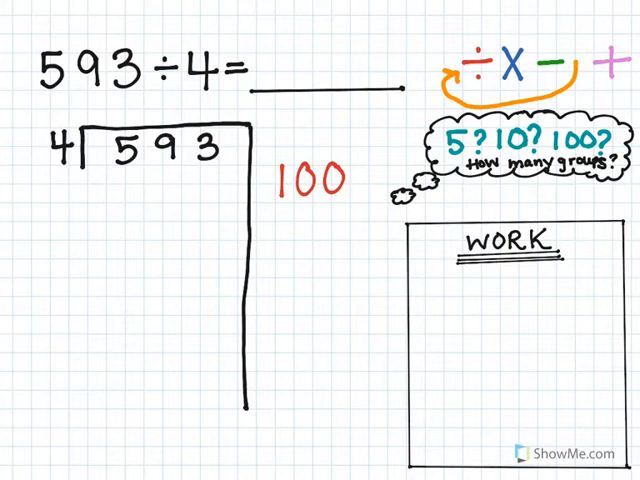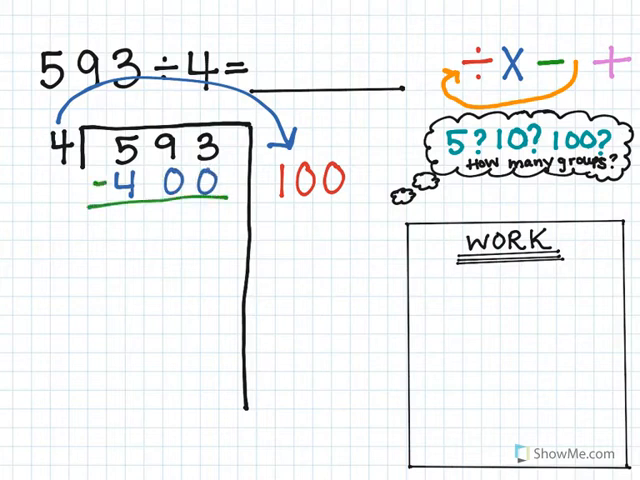My next step is to multiply, and when we multiply, we always multiply the divisor by the most recent partial quotient we've written on the right side. So for this step, I'm going to do 4 times 100, which is 400. Our next step is to subtract. 3 minus 0 is 3, 9 minus 0 is 9, and 5 minus 4 is 1. So I'm still left with 193. That means I need to divide again.